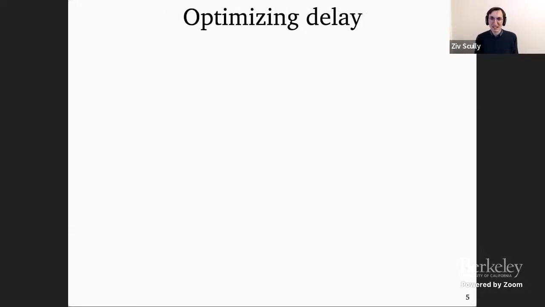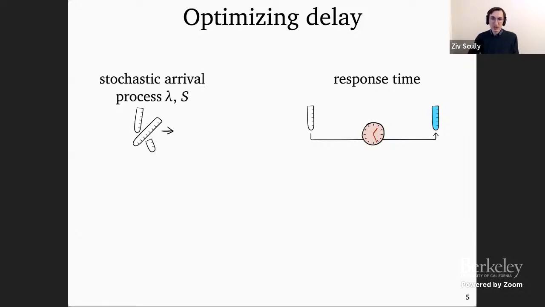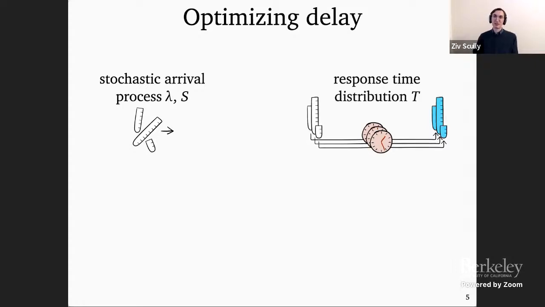So what does optimizing delay mean? Well, I told you that delay is response time, the time between a job's arrival and departure, but I've got a whole bunch of jobs arriving to the system. So I'm not just going to look at one job's response time. I'm going to look at the response time distribution over all jobs in some very long arrival sequence. And this distribution will be affected by the scheduling decisions we make.